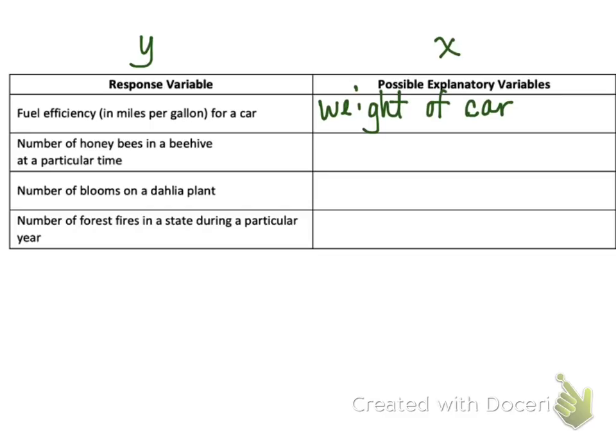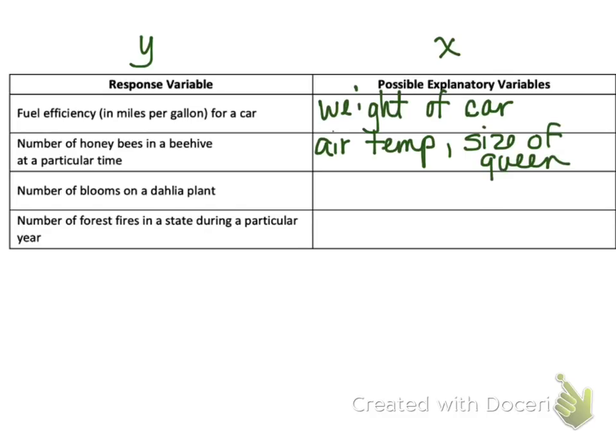Okay, number of honeybees in a beehive at a particular time. What could be an explanatory variable for that? Okay, my first thought would be the air temperature. When bees are cold, when the air temperature is cold, they tend to hang out in the beehive. The answer key here says the size of the queen bee. Okay, so a larger queen might have more bees in the hive. So size of the queen.